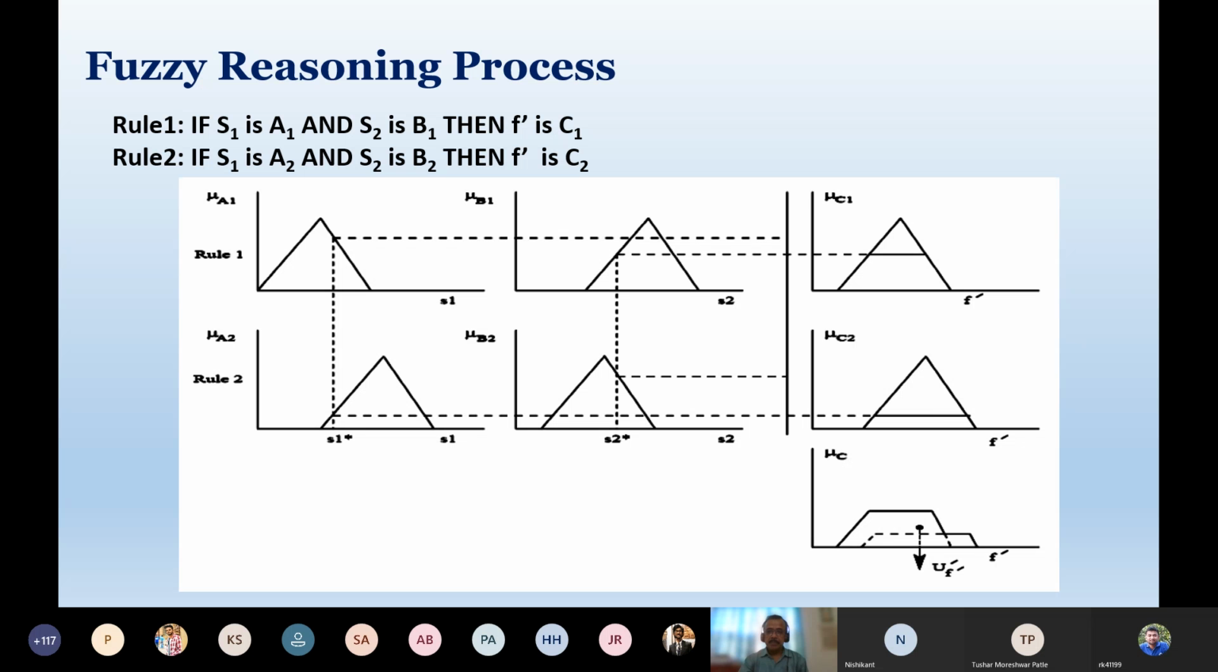So let me repeat, by using the concept of union, the combined output which we will be getting is nothing but the area shown by the solid line. This shows the output of the combined control action after considering both the fired rules. Now we have to find out the crisp output corresponding to this fuzzified output, that is nothing but the area. To get the crisp output, we take the help of some defuzzification method.